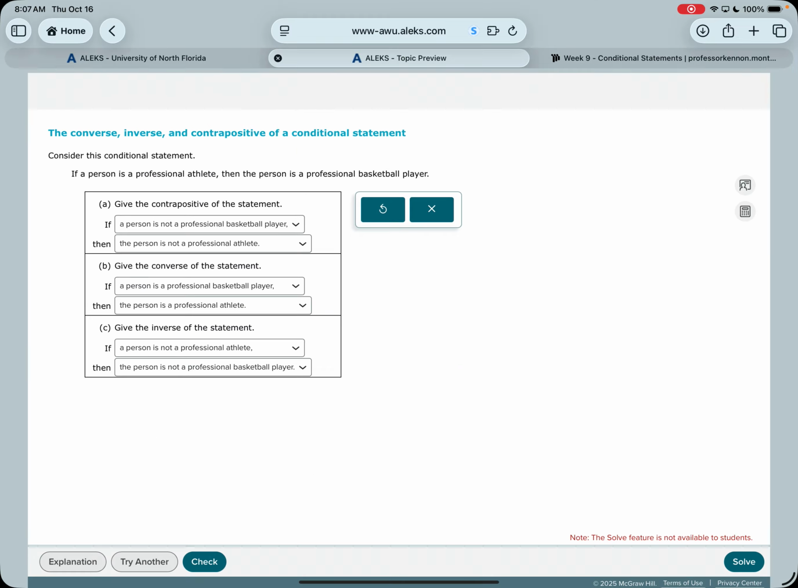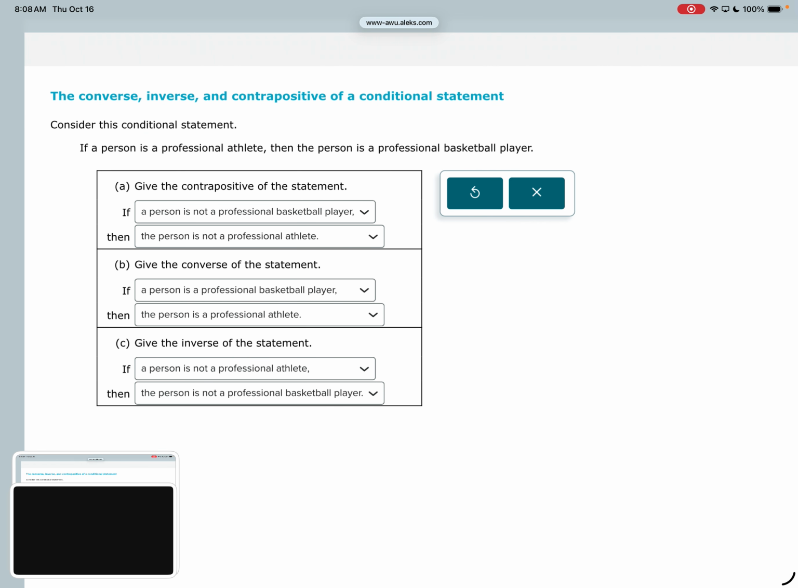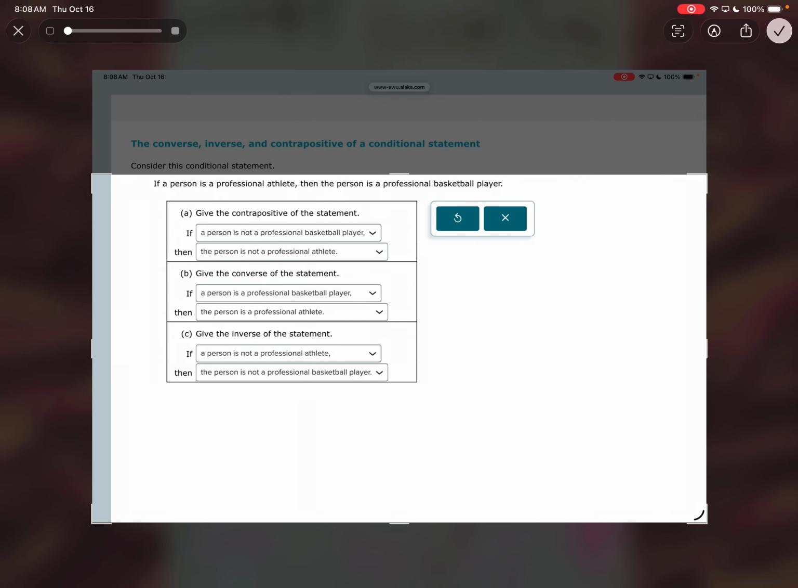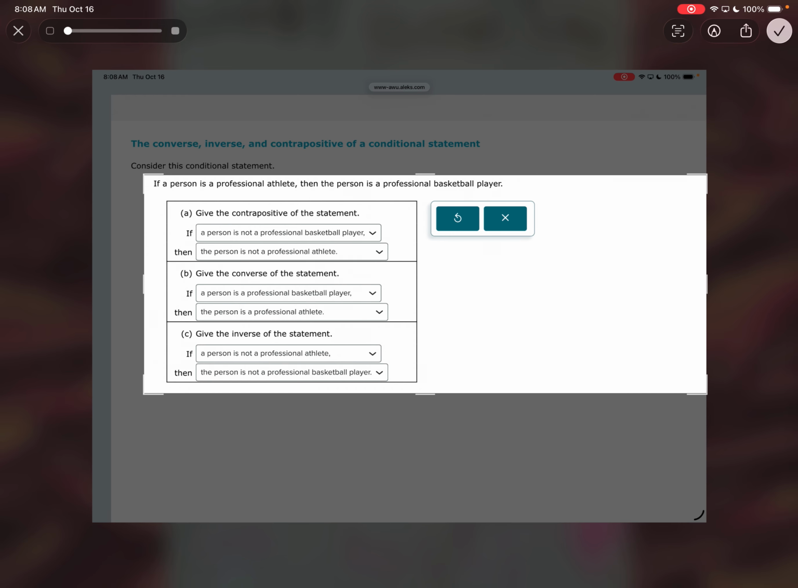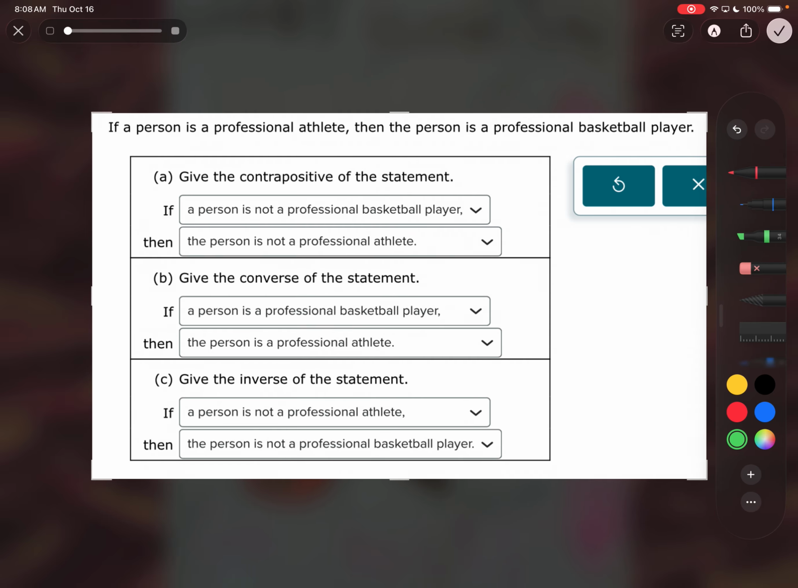So for example, this one right here, just to see the example they have. If I need to go back there in just a second, that's fine. If a person is a professional athlete, then the person is a professional basketball player. So you identify what your P and your Q are to start. The P is a person is a professional athlete. The Q would be then the person is a professional basketball player.